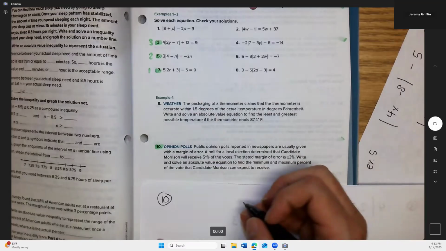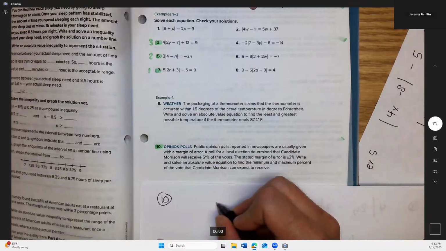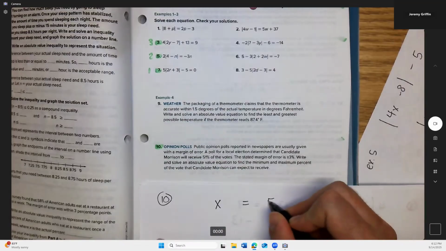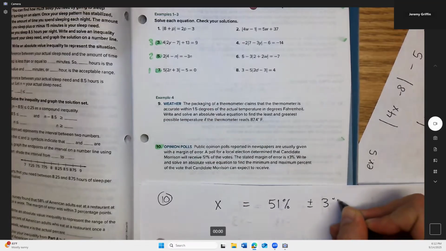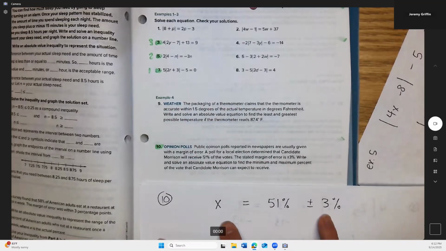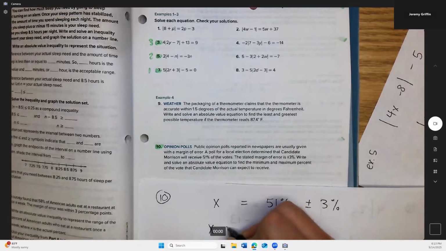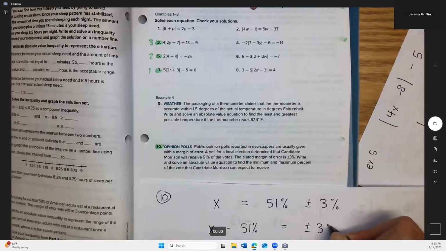So I think the percentage they should receive should be equal to 51% plus or minus 3%. Isn't that turned into an equation exactly what they said? What's your percentage? 51% plus or minus 3%. Now let's subtract off 51%. So you can say x minus 51% equals plus or minus 3%. Now I have the plus or minus bit all isolated.